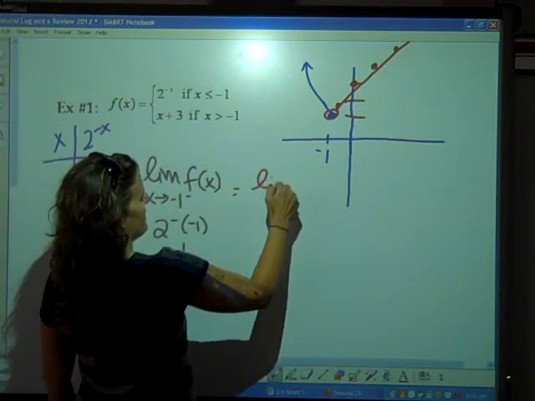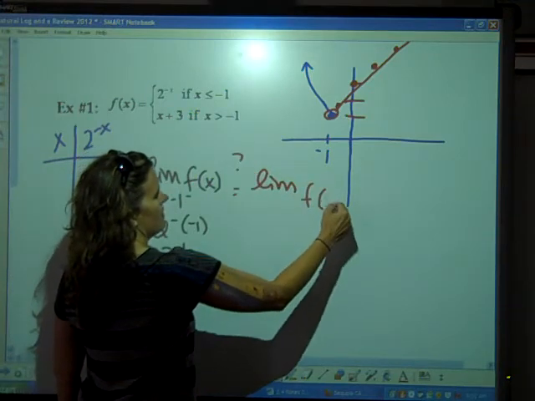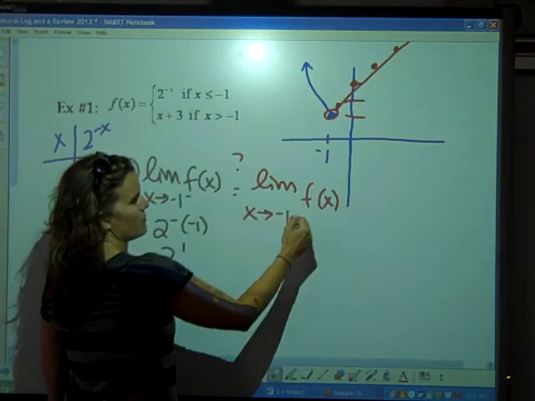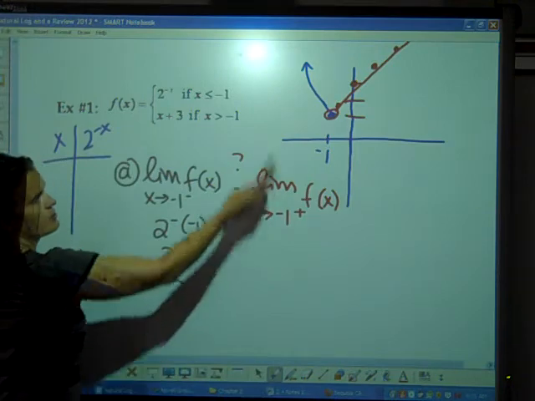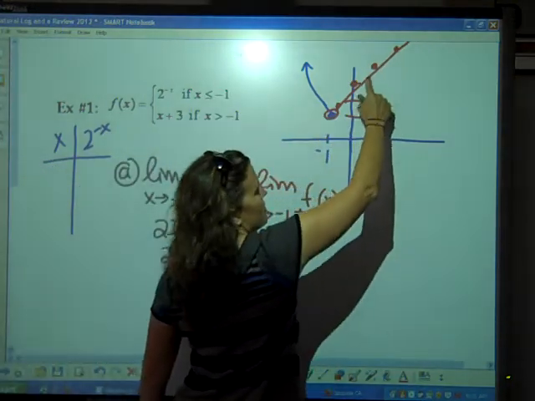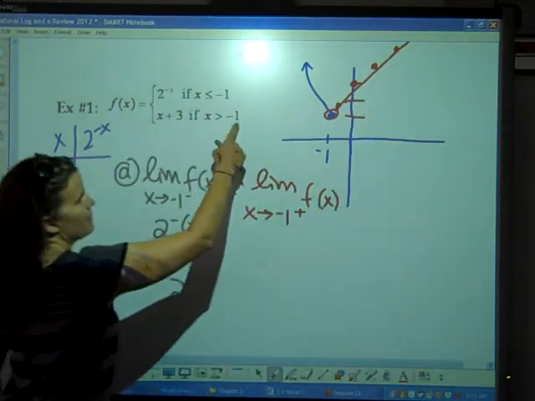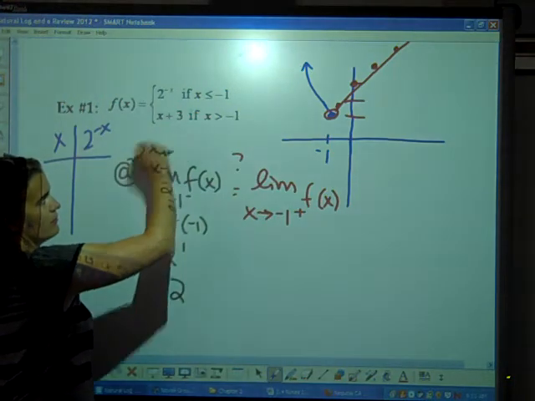I want to see if that equals the limit as we approach negative 1 from the right. So as I approach negative 1 from the right, I'd be following along this linear equation, and I'd be plugging negative 1 into this formula.